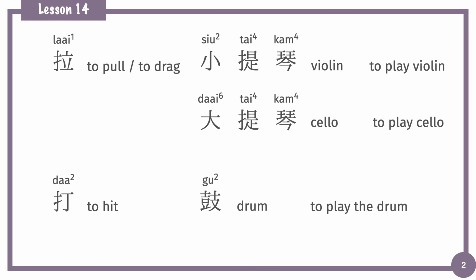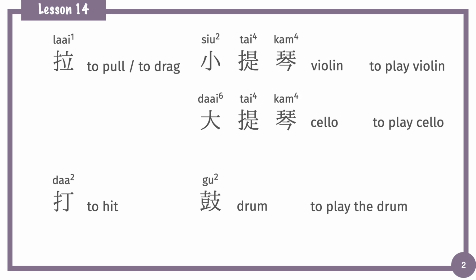Then for other string instruments that can play with tools, such as violin and cello, we will use a bow, and the action is like pulling and dragging. So for things like that, we will use the verb 拉. 拉 means to pull and to drag. To play violin is 拉小提琴, and 拉大提琴 is to play cello.